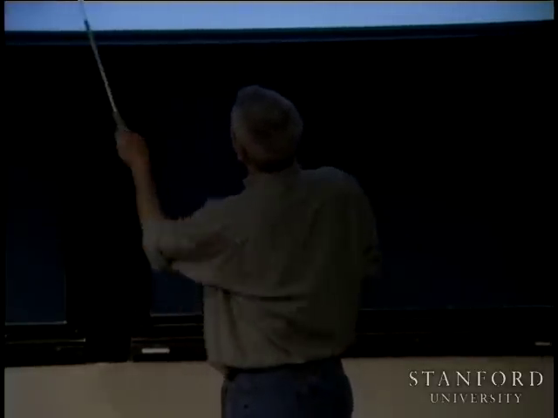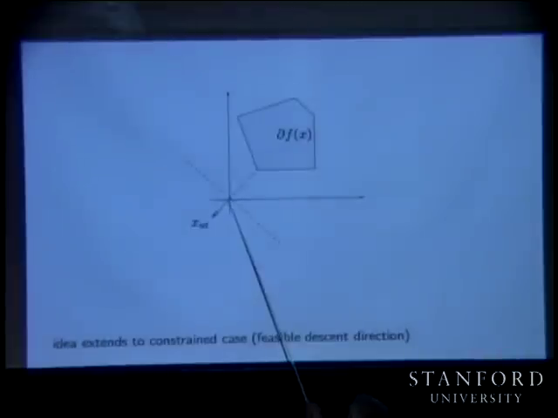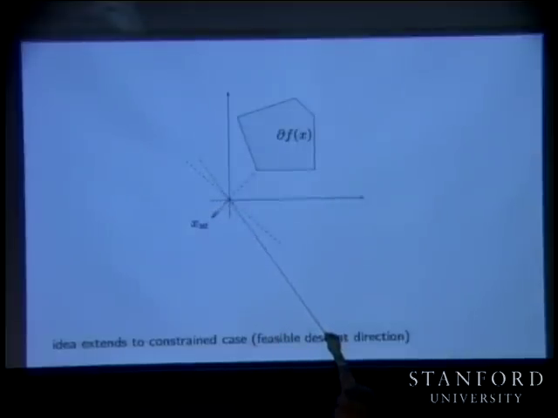By the way, let me ask you a couple of questions. Is this a descent direction, just going in that direction? See how your eyeballs are doing. Yes, it is. Okay. How about if you go in this direction? Is that a descent direction? What do you think?